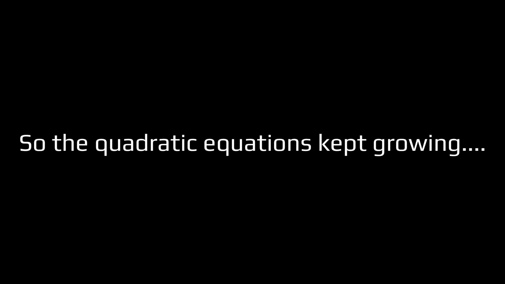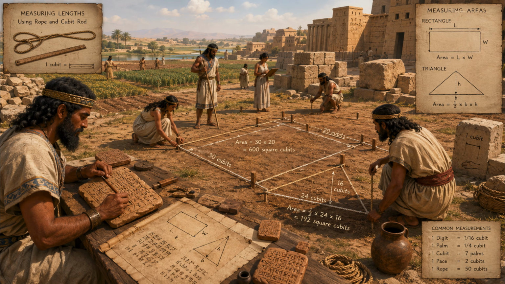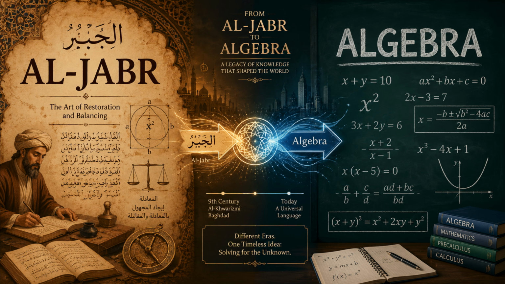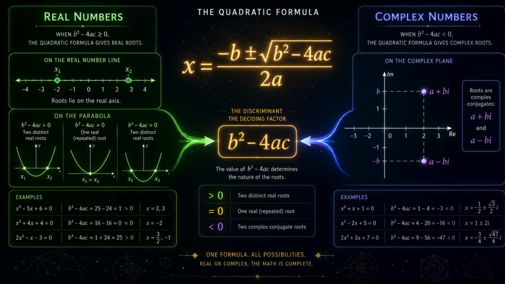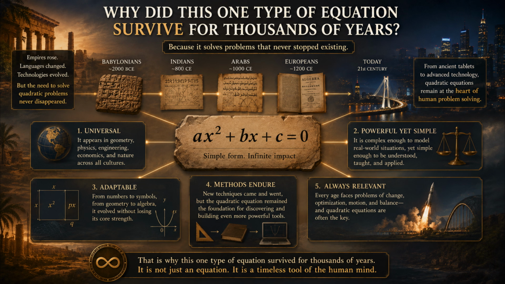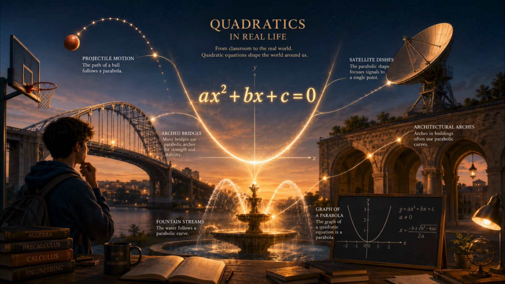So the quadratic equation kept growing. First, it was geometry. Then, it became arithmetic. Then, it became algebra. Then, it became a symbolic formula. And later, it connected with real and complex numbers. Now you may ask, why did humans care so much about quadratic equations? Why did this one type of equation survive for thousands of years? The answer is simple: because quadratic equations appear everywhere.